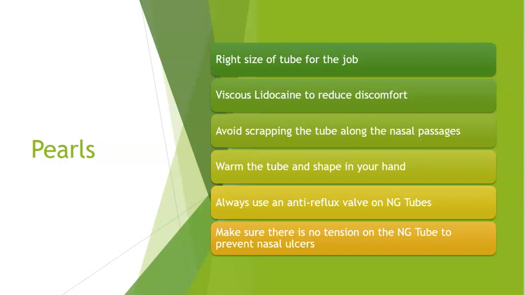You always avoid scraping the tube along the nasal passages as much as possible to prevent bleeding. Warm the tube and shape it in your hand. That will really help with getting that tube down into the esophagus, not the airway. Always use an anti-reflex valve on NG tubes, especially if you're using suction. Make sure there's no tension on the NG tube once it's secured to prevent nasal ulcers.